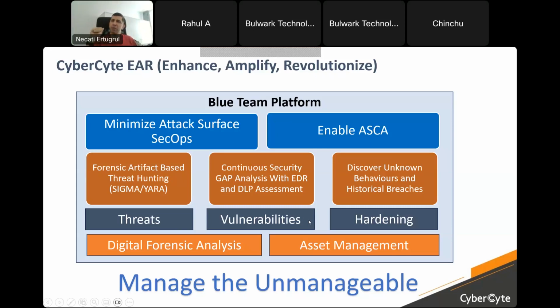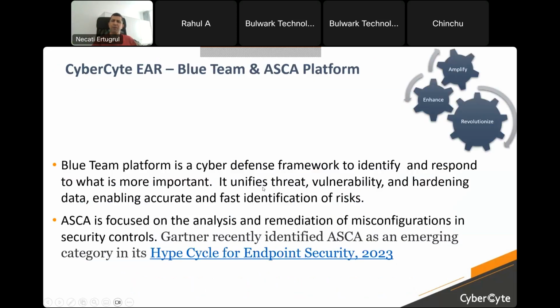Through this analysis, we minimize the attack surface, and we enable the security configuration to be compliant to the CIS benchmarks, which has now become a category in Gartner called ASCA. ASCA is Automated Security Control Assessment. So the objective here is to identify misconfigurations in the infrastructure and fix them, not only report them. So CyberCyte is a platform where these vulnerabilities, these misconfigurations can also be fixed. This is what I have just summarized in previous slides.